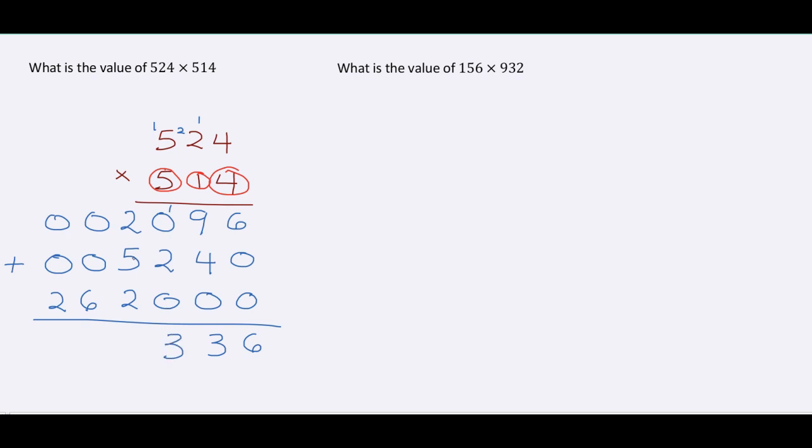2 plus 5, 7 plus 2, we have a 9. 0 plus 0 plus 6 is a 6. 0 plus 0 plus 2, that's going to give you a 2.